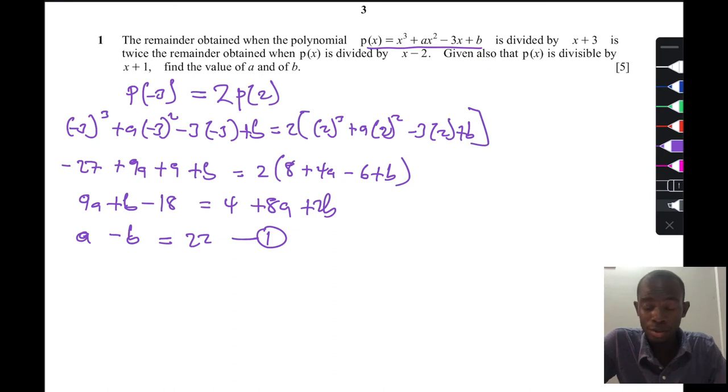Okay, let's go back to the question. The question says that given also that p of x is divisible by x plus 1.